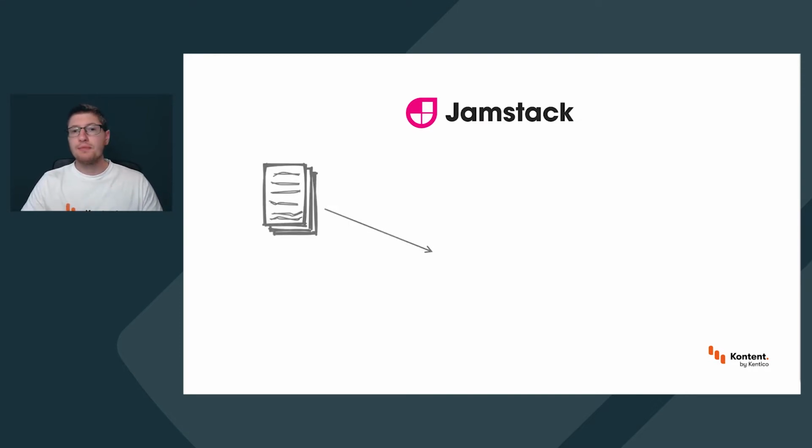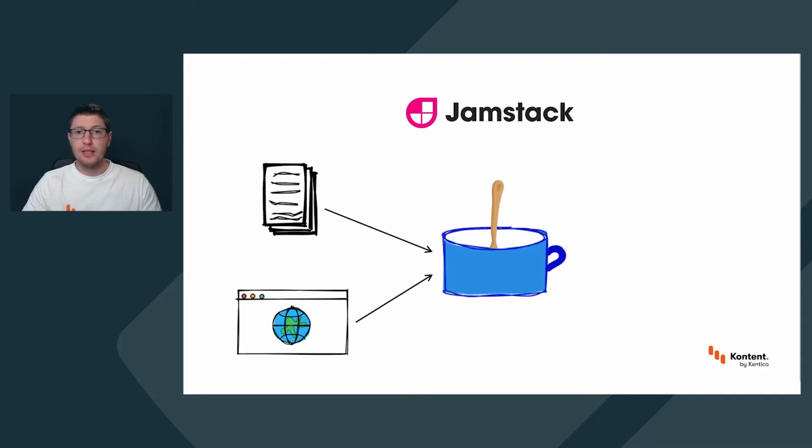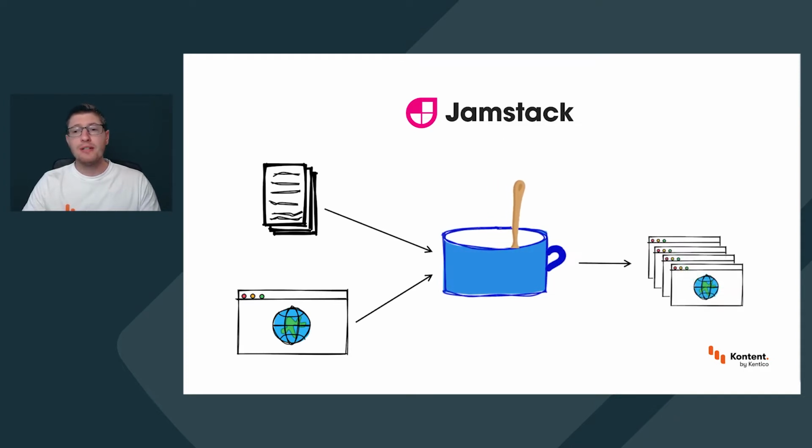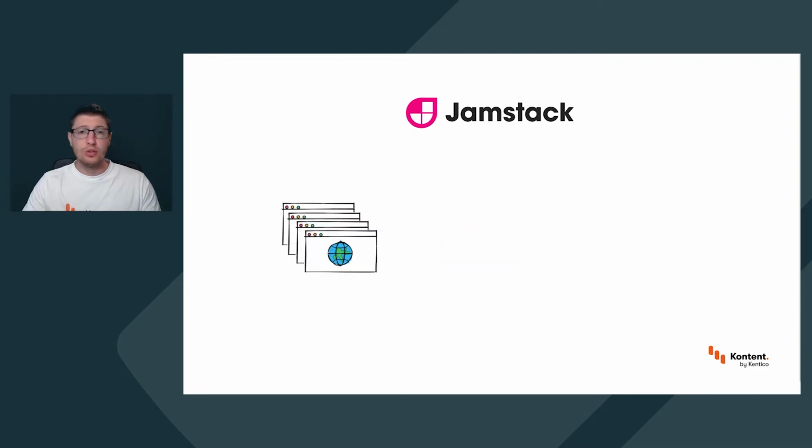The idea is, you take content, you take templates, and generate as many files as you have content items. Those generated pages can sit on any static file hosting, or they can be distributed via global content delivery networks. Now, Jamstack doesn't care how you build the static files, as long as the output is static files.